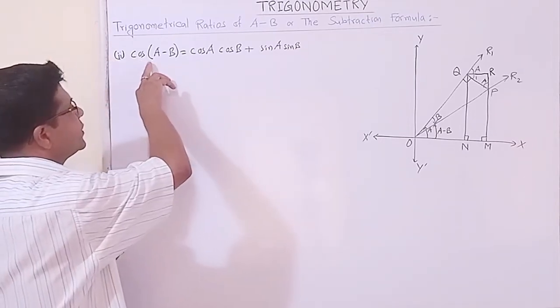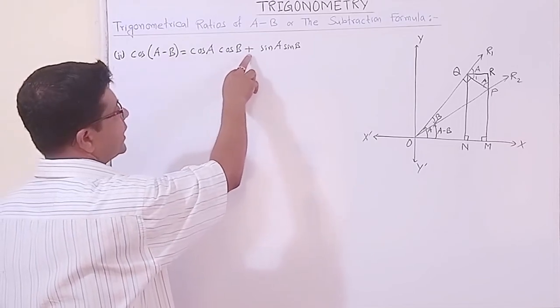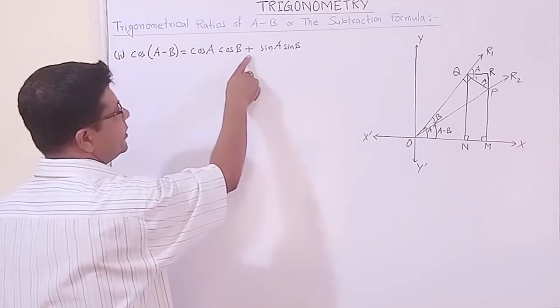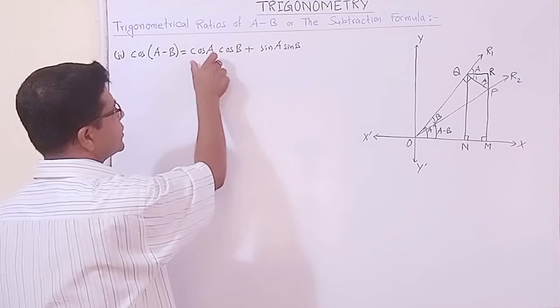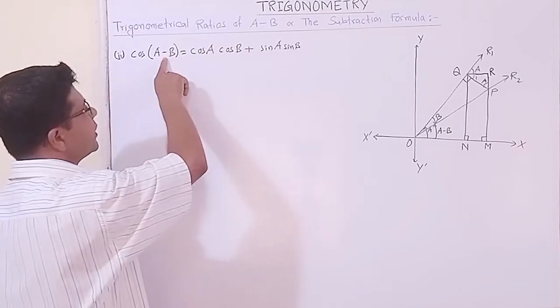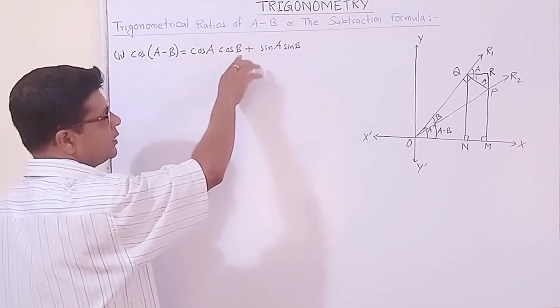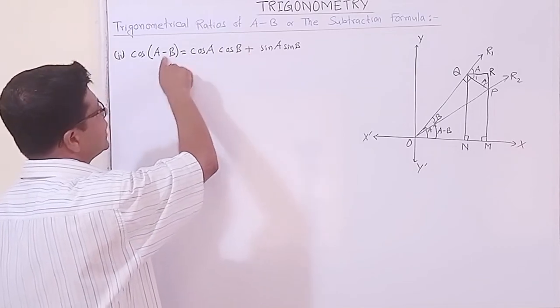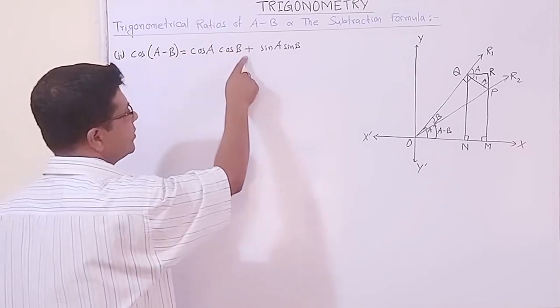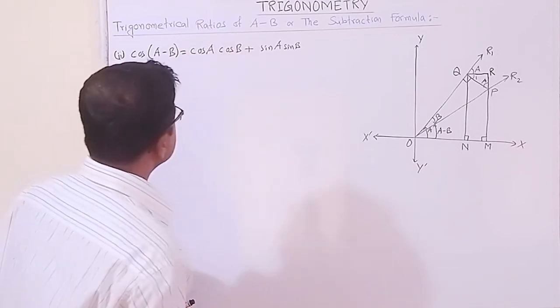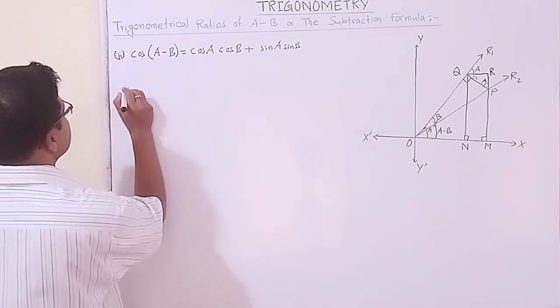Just remember, in case of cos A cos B, if it is minus, here will be plus. If it is plus, it will be minus. Cos A cos B sin A sin B. The only problem is with the difference in the sign. If it is minus, it will be plus. If it is plus, it is minus. Only that much. Okay.